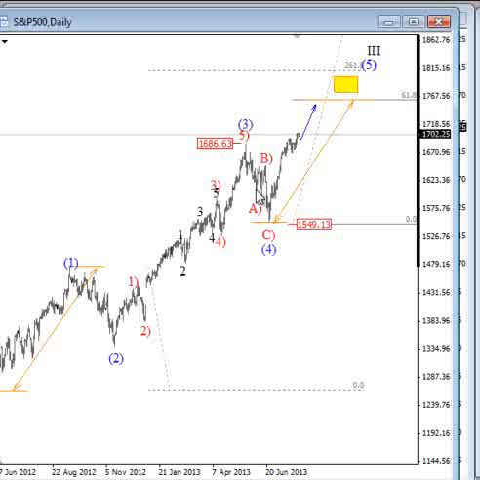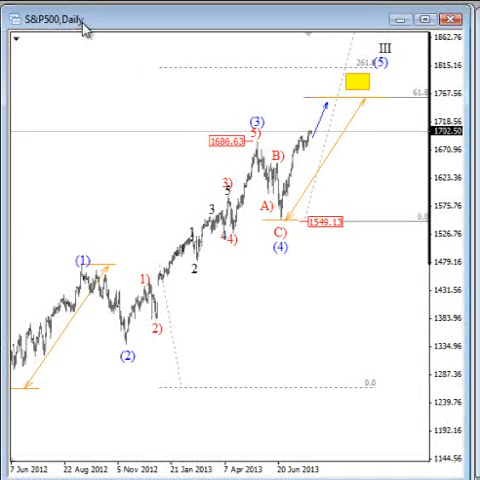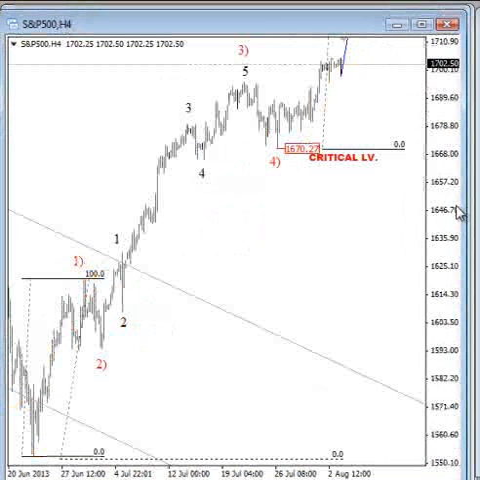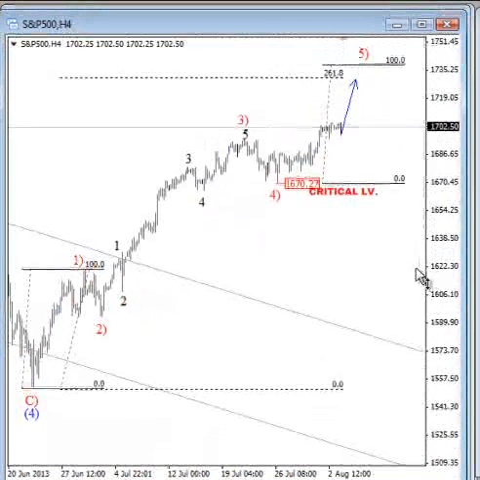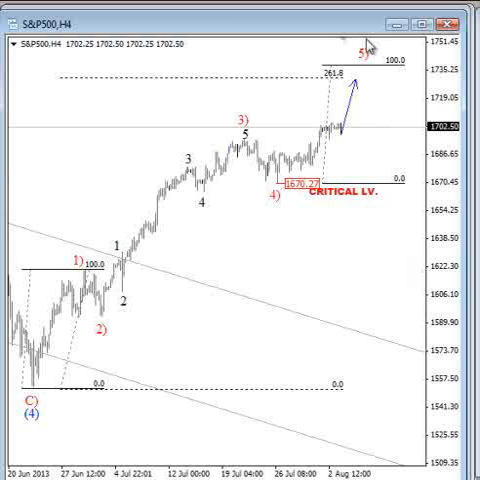Also on the intraday charts, I cannot count a completed 5 wave rally, so I will be looking higher on the S&P 500. And here we have this 4-hour chart. I'm looking higher within this wave 5 here.